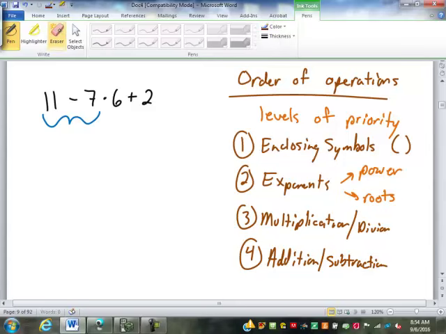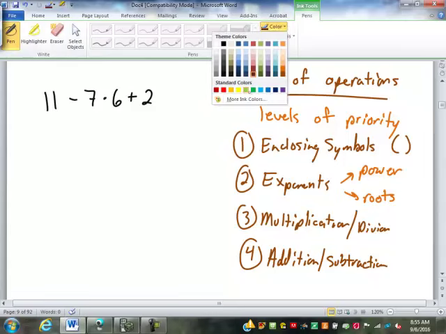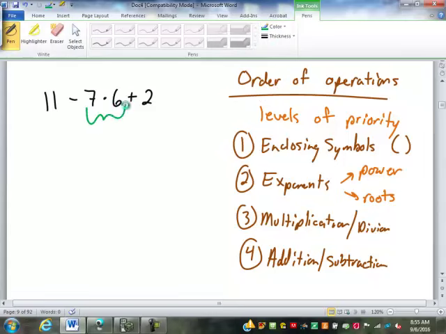So back up to our original problem here. What is the highest level of priority? Well, we have subtraction, multiplication, and addition are the only things happening there. What's the highest level of priority? Multiplication. So we will multiply 7 times 6 first.